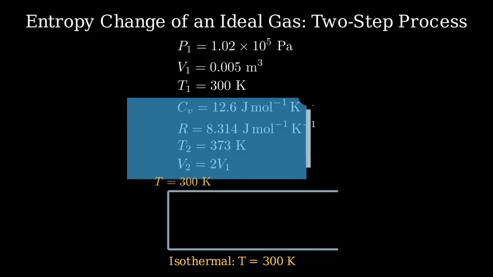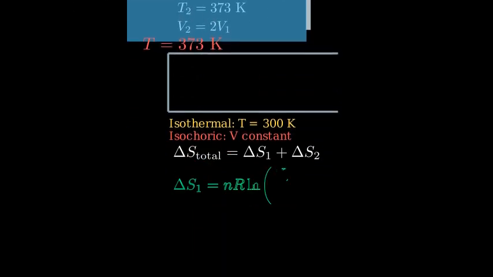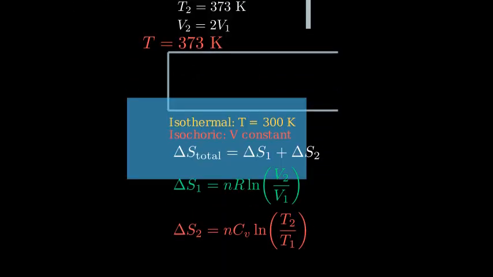Stage 2, constant volume heating to 373 Kelvin. The piston is held fixed while we add heat. The temperature rises, but volume does not change. Entropy is a state function. That means we can add the contribution from each step.